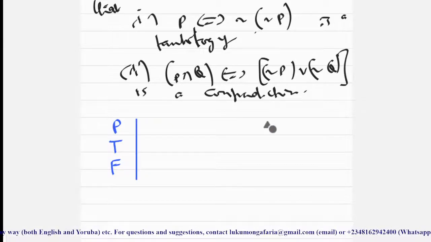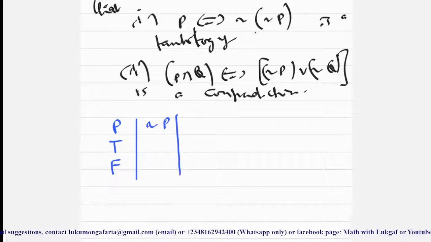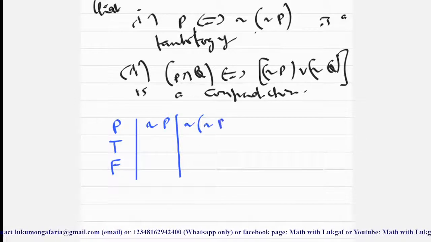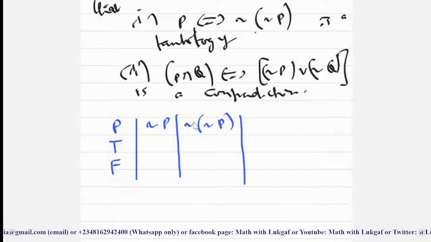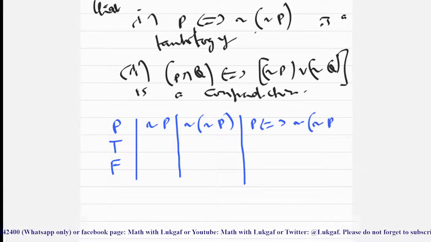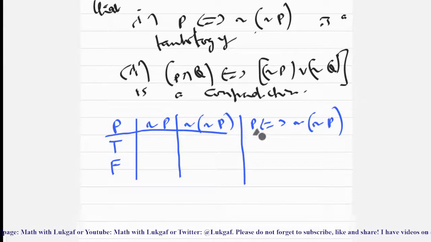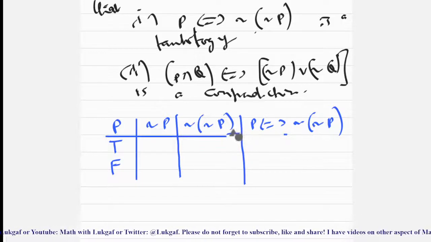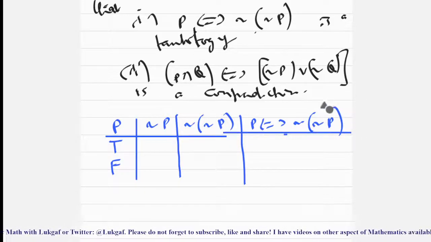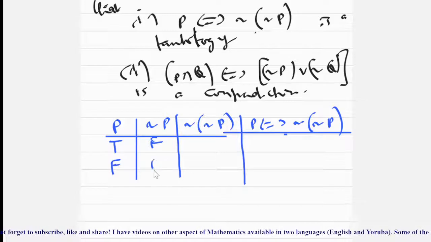Okay, let's see what we have. Let me even write it. We must first of all find negation of P, you break it down. Once we know that, then we can find P if and only if negation of P. Don't forget, negation of a statement is true if that statement is false. So just change it. What will be the negation of true? That is false. Negation of false, that is true.